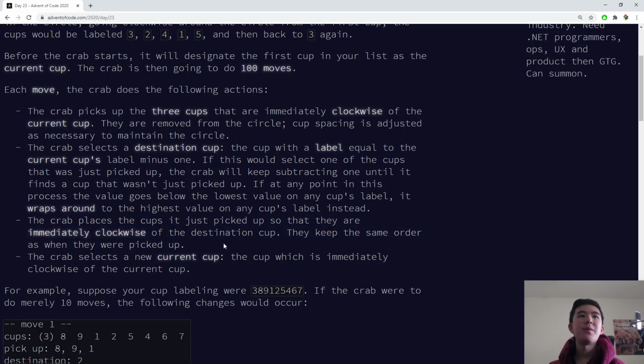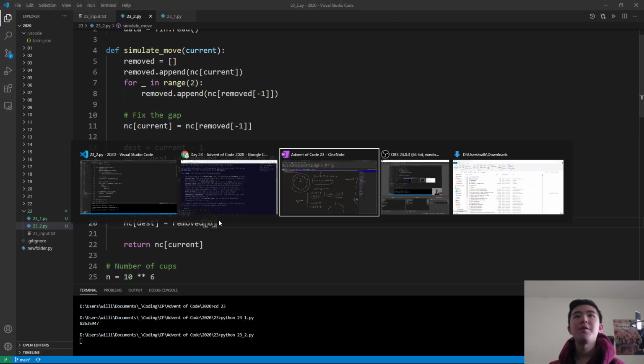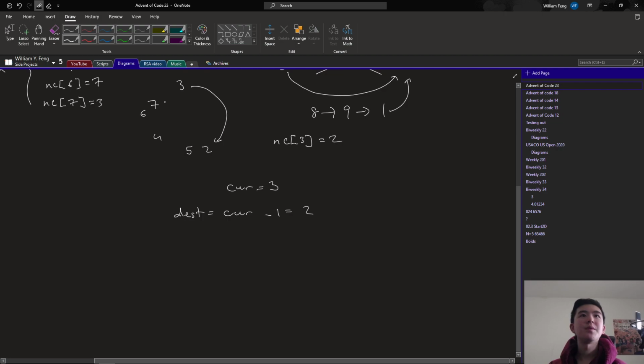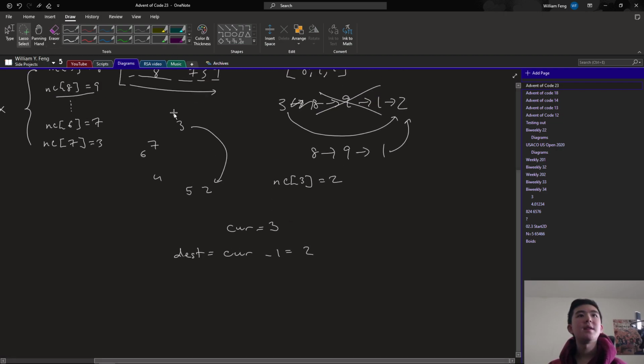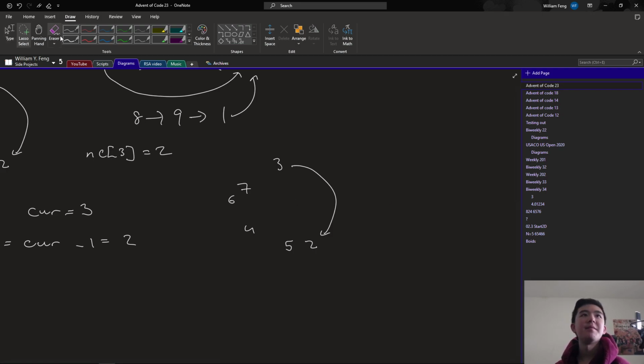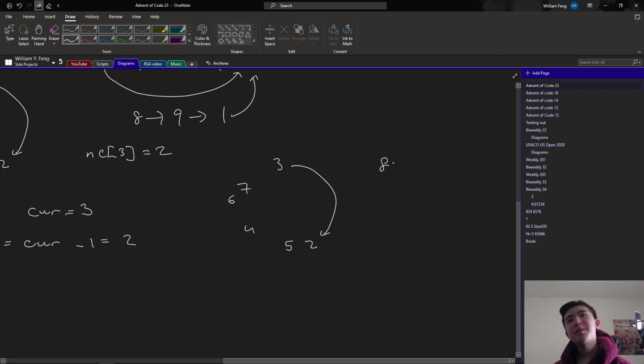Okay, after that, we want to put our remove cups back next to the destination cup. So in this example, we know that destination cup is 2. So let's just take this thing over here, and let's copy it and paste it. Okay. So now it's over here. So we have set the next cup to 3 to be 2. We still preserve our order inside our linked list. So 8 still goes to 9, 9 still goes to 1. We know our destination cup is 2, so this is destination. We also find the next cup to our destination, which is 5.